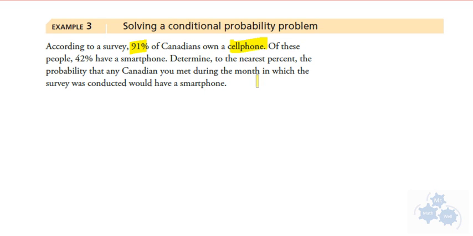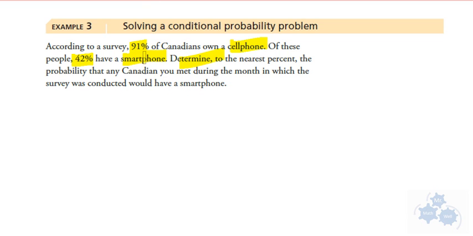Now, I don't know when this was, but probably pretty close to what it is today. Of these people, 42% have a smartphone of some type, okay? So 42% of the 91%. You can probably already see where we're going here. Determine to the nearest percent the probability that any Canadian you meet during the month in which this survey was conducted would have a smartphone.